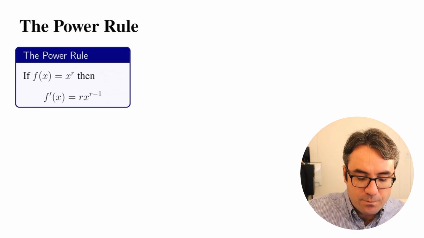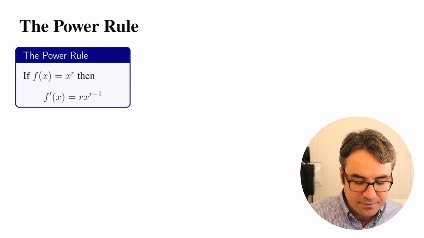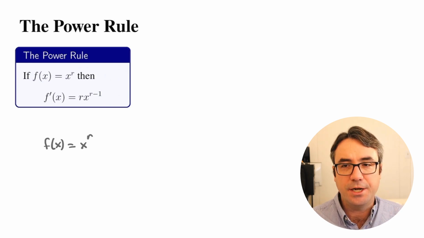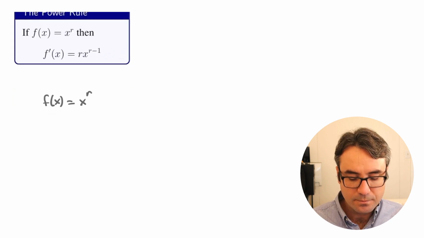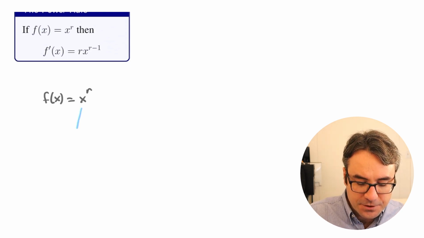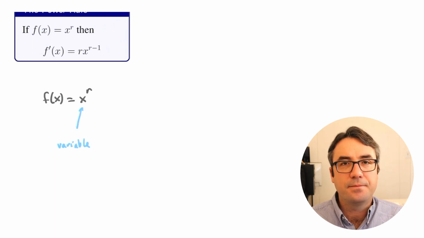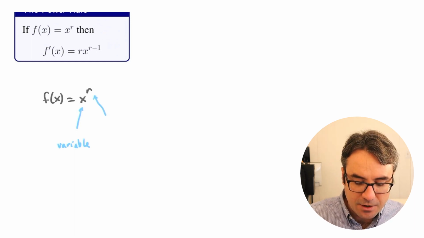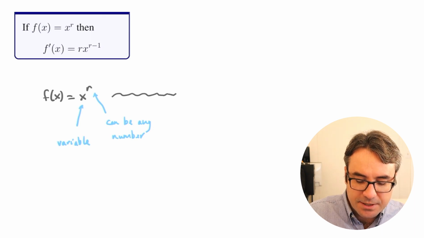Now you can just remember the formula here, but I like to think of this as a process. So we're going to start with a power function. Let's see what this rule says. The first important thing to note is that in a power function, the variable is on the main level, and our exponent is a constant. So this r value really can be any number. And now we're going to differentiate this thing.